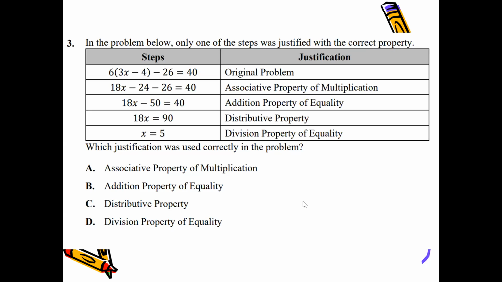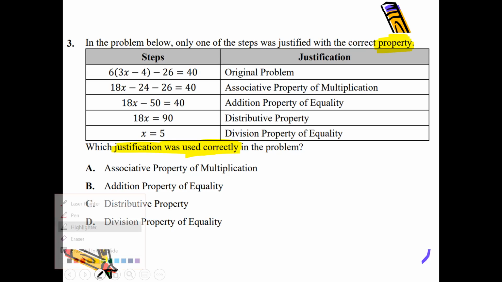Okay, so we are going to go on now to question number 3 for your study guide. It says in question number 3, in the problem, only one of the steps is justified with the correct property. Which justification was used correctly in the problem? The only thing that I can see is that property is a keyword, so I'm going to go ahead and highlight it. And then justification used correctly is the word that I want to use.